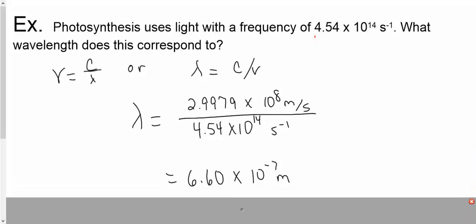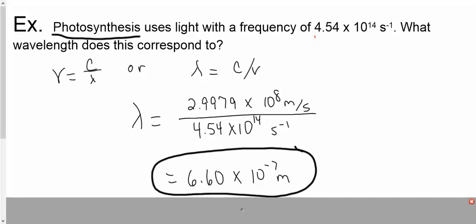Then you should ask yourself, does this make sense? We're talking about photosynthesis, so that's visible light. Ask yourself, is this in the visible light range? Yes, because that's in meters. We said it's nanometers, but if you change this to nanometers, you're going to get 660, which is between 400 and 700, so yes.